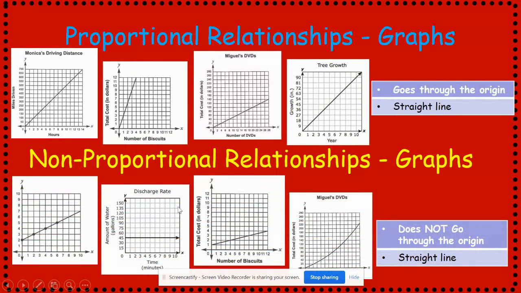Some graphs do not go through the origin, and those create non-proportional relationships. Once again, it tells us the y-intercept because that's where it will intersect the y-axis. Notice this last image, the line starts at the origin, 0, 0, but it's not a straight line. Therefore, when I create my ratios here, they will not be equivalent.